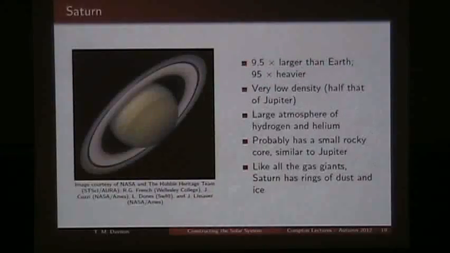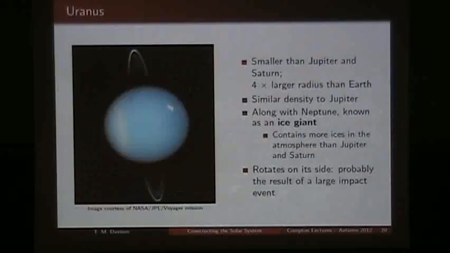Next up, we have Saturn, which is about 10 times larger than Earth and around 100 times heavier. Very low density, and again, it has an atmosphere of hydrogen and helium, and it's dominated in images by its rings of dust and ice around the planet. And again, this is thought that it has a small rocky core similar to how Jupiter does.